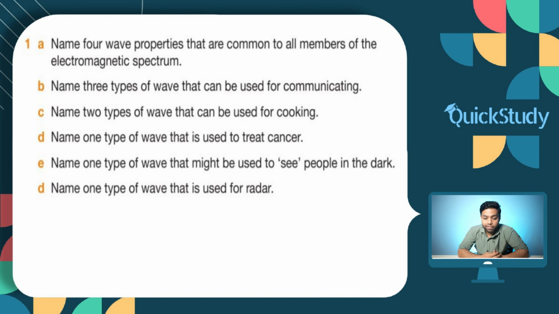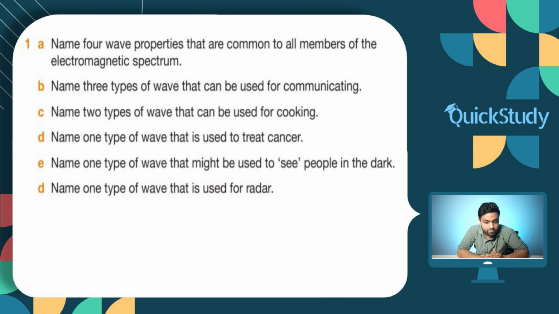Let's look at the second question. Name 3 types of waves that can be used for communicating. So number 1 would be radio waves, number 2 would be microwaves, and number 3 would be infrared. The third question says: name 2 types of waves that can be used for cooking. So we know that microwaves are used for cooking, and another one is infrared rays, which are also used for cooking.